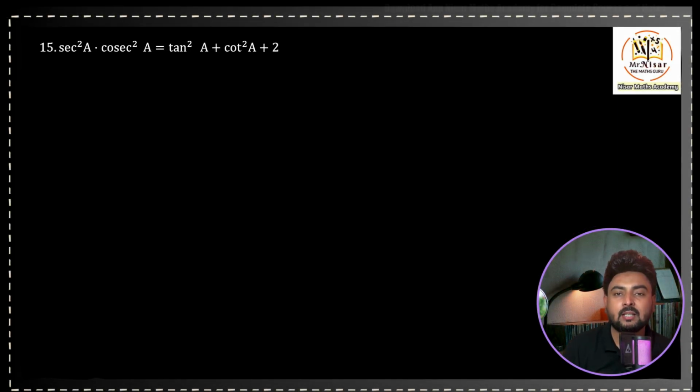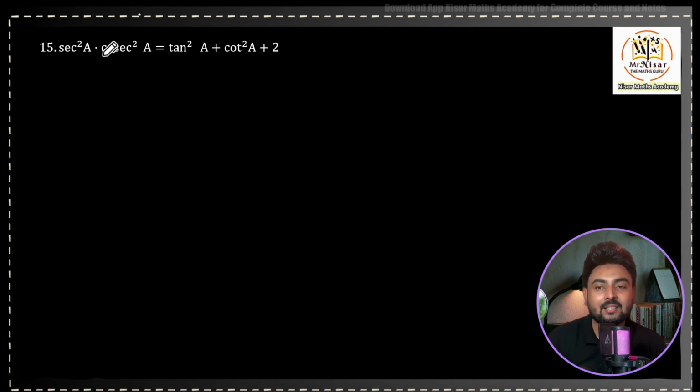Yes, so in this question what's given, children? Sec square A into cosec square A is equal to tan square A plus cot square A plus 2. If I see this question carefully, I am able to see here that on the left hand side sec is given and on the right hand side tan is given. What does it imply?